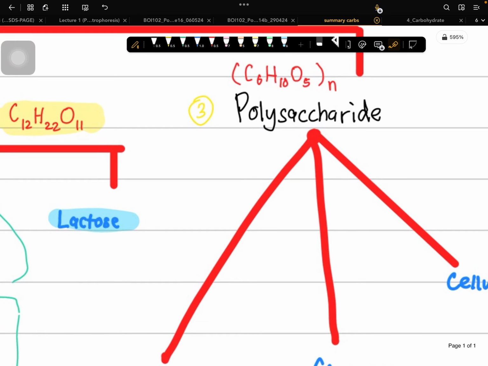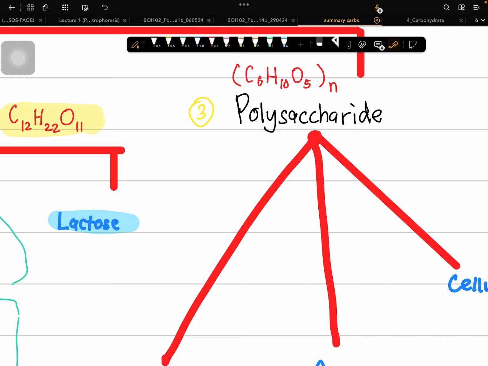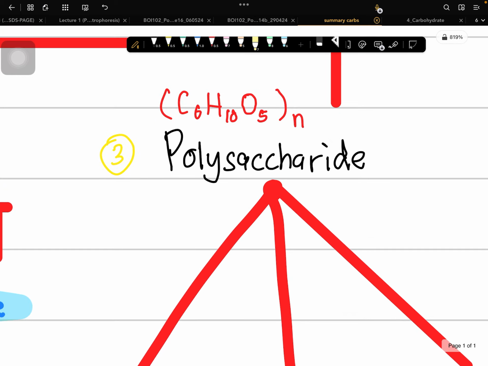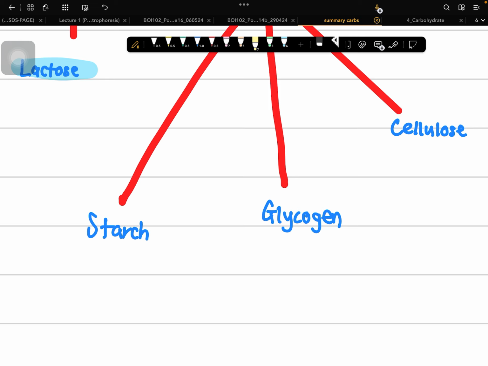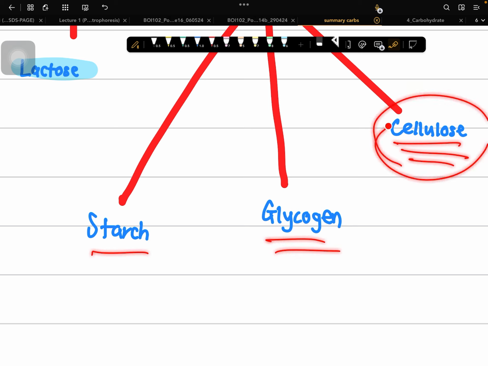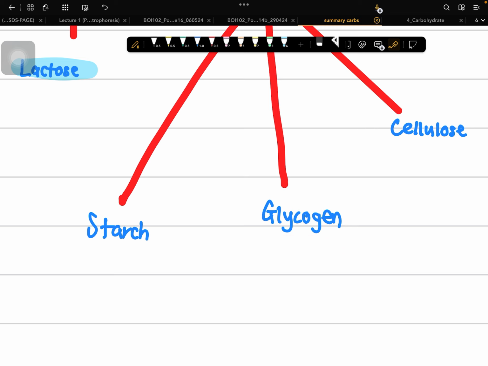Then we'll look at the polysaccharides, which are the polymers of carbohydrates. Their molecular formula is (C6H10O5)n, where n denotes any integer like 2, 3, and so on. For polysaccharides, we also have three very famous examples: starch, glycogen, and cellulose. But the one that is indigestible is cellulose.